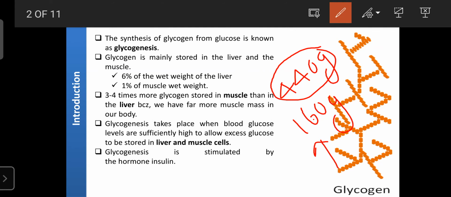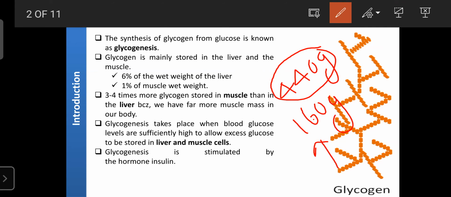So that's why you should have a limit on glucose, even if you are a pure vegetarian, because after glycogen synthesis is finished, excess glucose is involved in the synthesis of free fatty acids and triglycerides. So these are the bad fats.